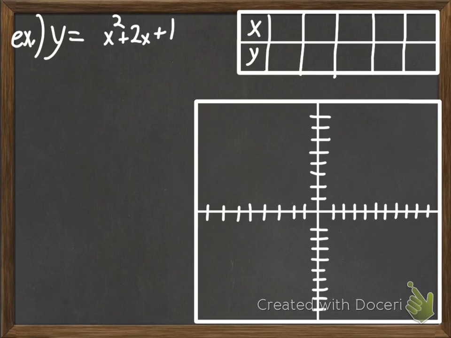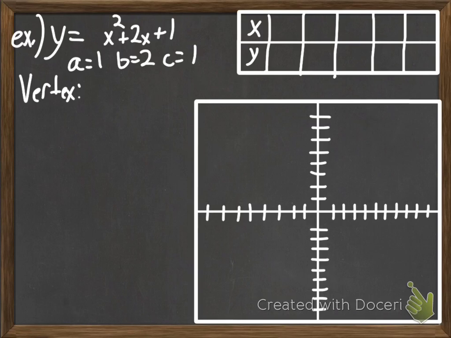So, let's start off with an example: y equals x squared plus 2x plus 1. We're going to find the vertex. First, let's label our a, b, and c. So a equals 1, b equals 2, c equals 1. So negative 2 over 2 times 1, which equals negative 1.